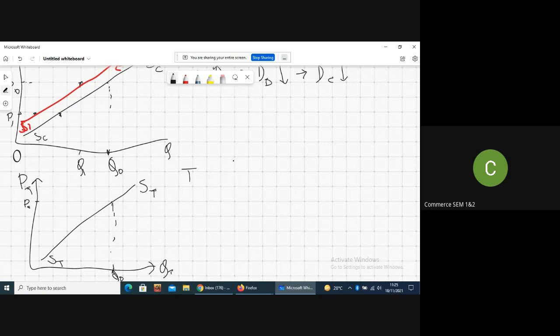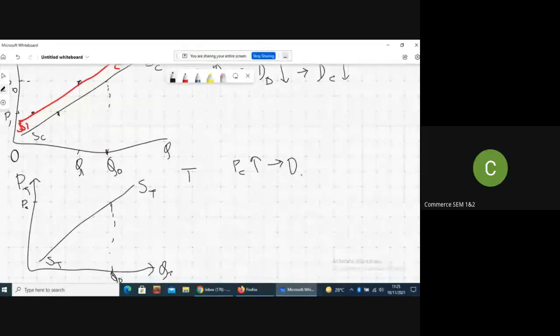Now, say price of coffee increases. What will happen? The demand of tea will increase. Just go step by step. If price of coffee increases, then the demand of coffee will decrease, as coffee is a normal good.